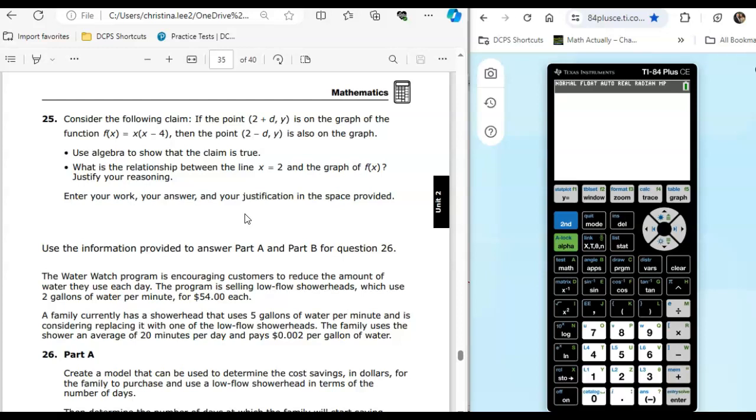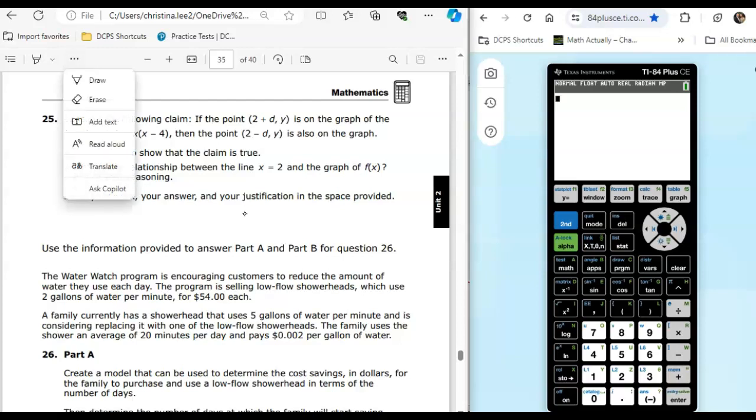So consider the following claim. If the point 2 plus d comma y is on the graph of the function f of x equals x times x minus 4, then the point 2 minus d comma y is also on the graph. Use algebra to show that the claim is true.